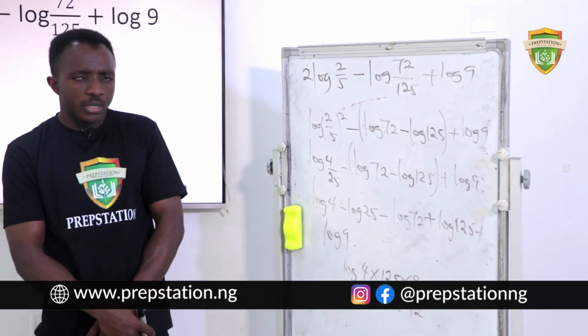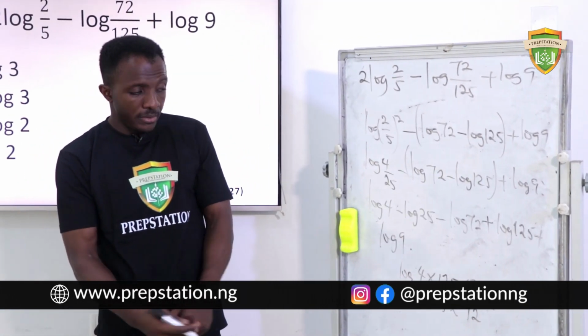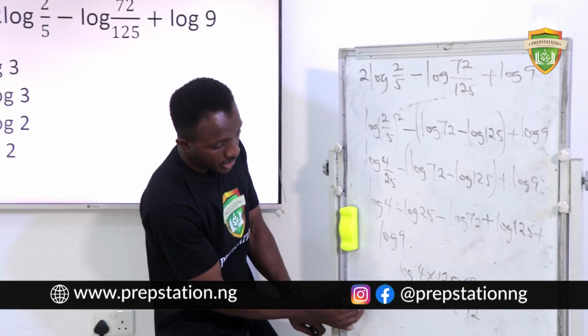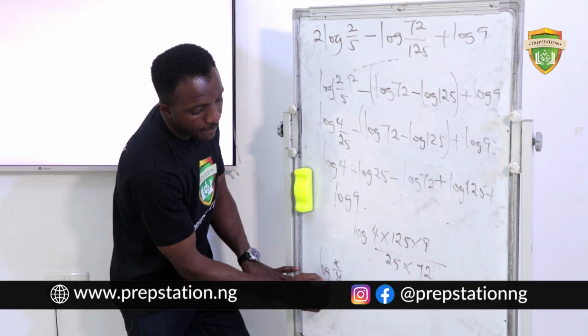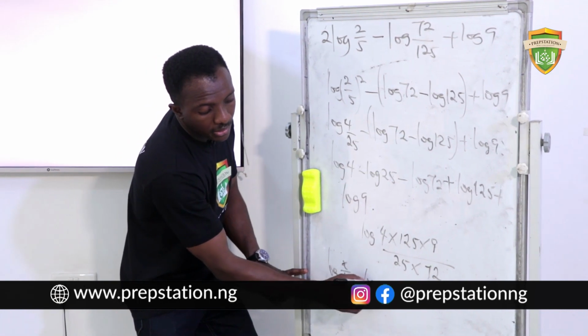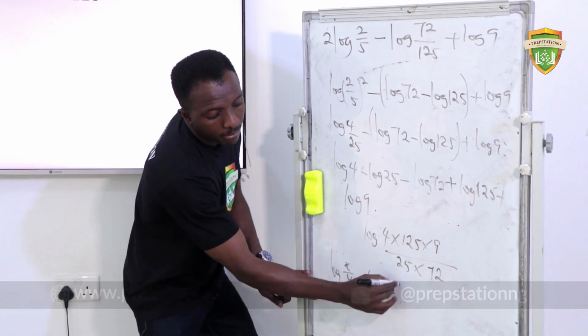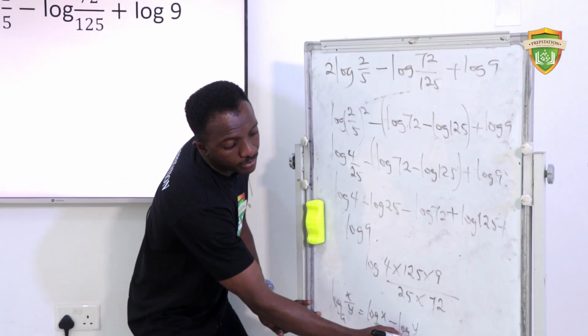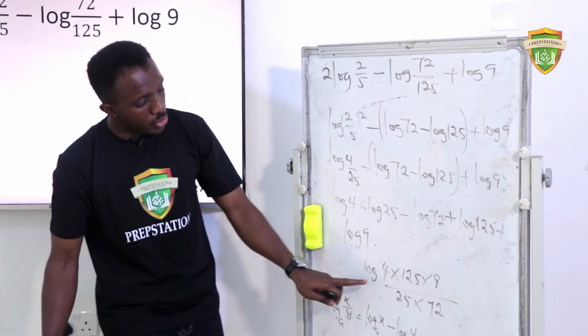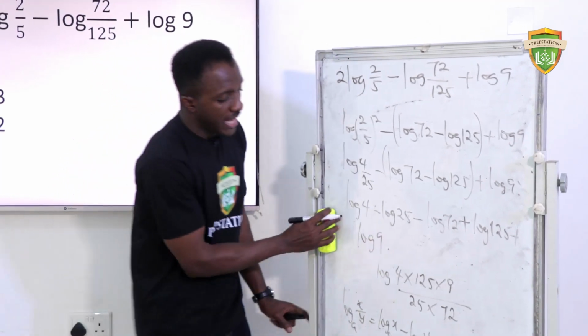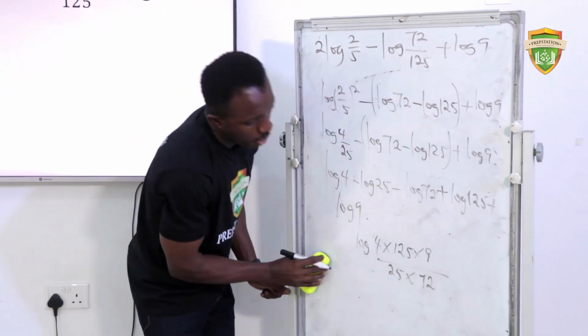Someone is wondering what Mr. McCollins has done there. Well, I told you one of the laws of logarithm: log x over y base a is simply log x base a minus log y to base a. So I have dealt with this minus. Can you see this? So that's what we've done. Are we okay with that? Now it's simple, so we can work on that.